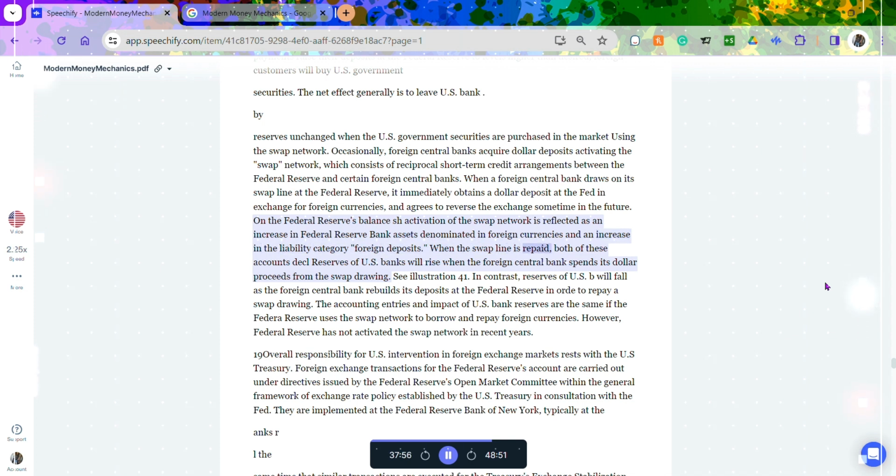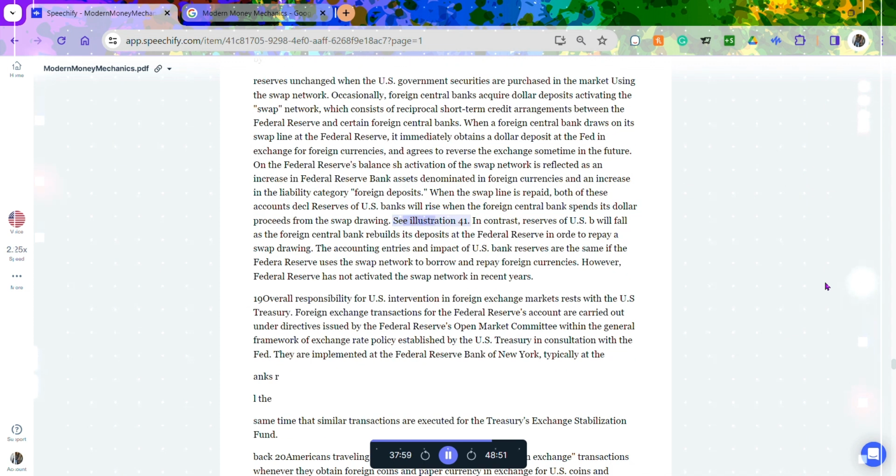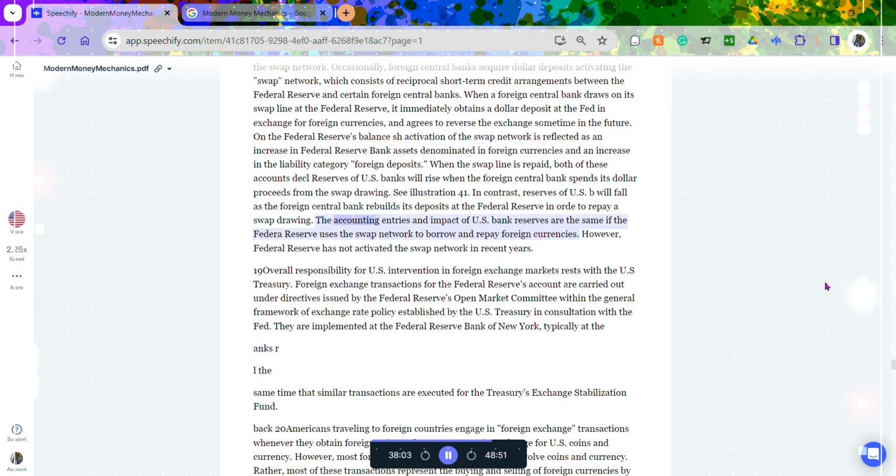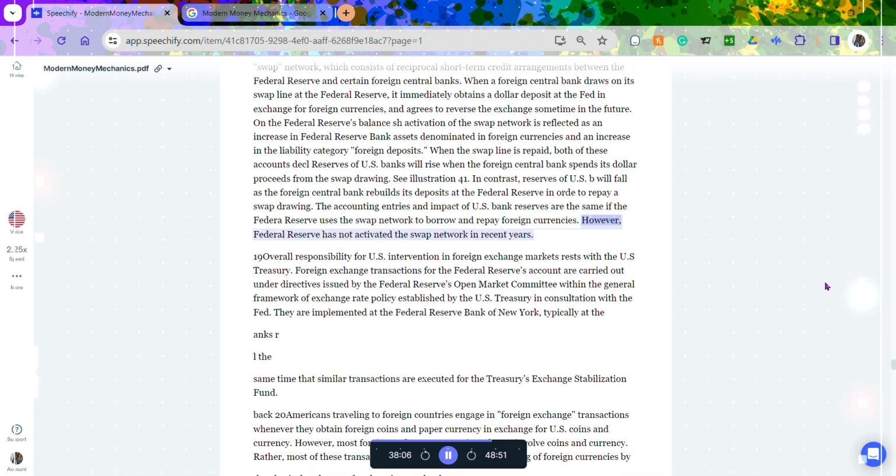When the swap line is repaid, both of these accounts decline. Reserves of U.S. banks will rise when the foreign central bank spends its dollar proceeds from the swap drawing. See illustration 41. In contrast, reserves of U.S. banks will fall as the foreign central bank rebuilds its deposits at the Federal Reserve in order to repay a swap drawing. The accounting entries and impact on U.S. bank reserves are the same if the Federal Reserve uses the swap network to borrow and repay foreign currencies. However, the Federal Reserve has not activated the swap network in recent years.